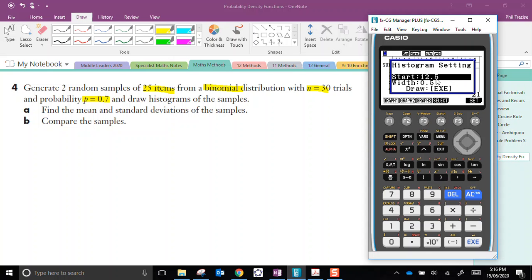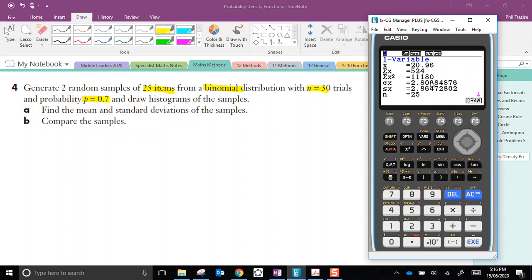Draw the graph. Did I say width of 0.5? I should have said a width of 1. Not sure what I was thinking then. That looks a bit better. So there's my histogram. That's 11, 12, 13, 14. So 15 is the lowest. Then no 16s, lots of 17s. There's an 18, no 19s, some 20s, lots of 21s.